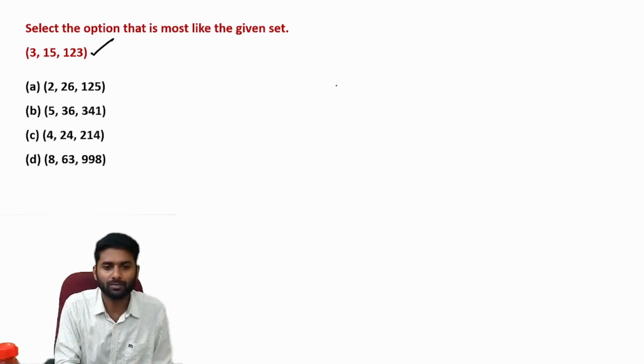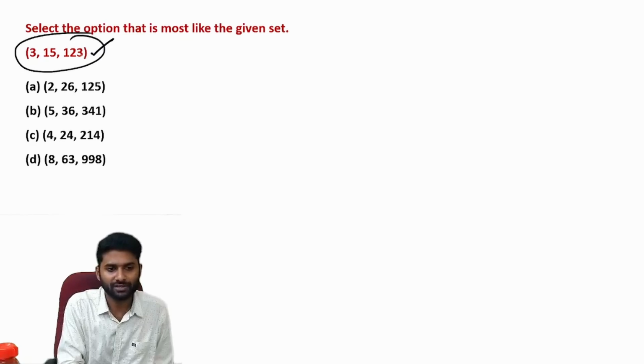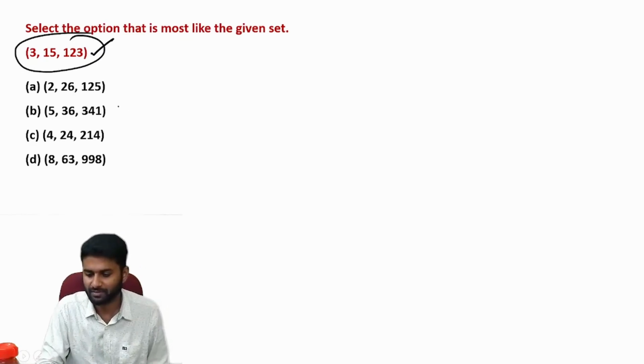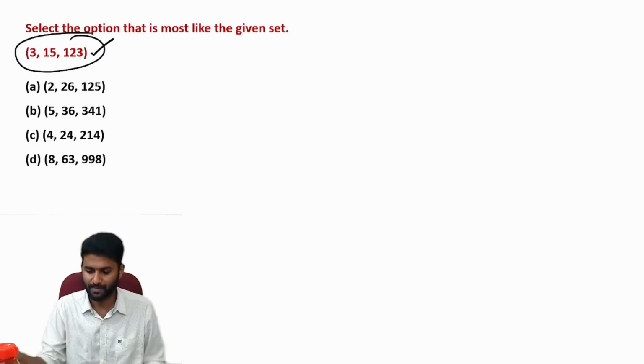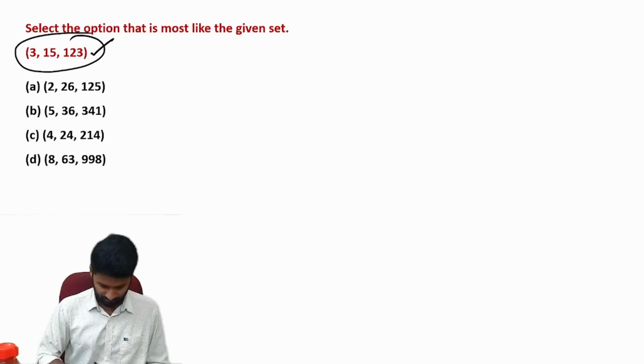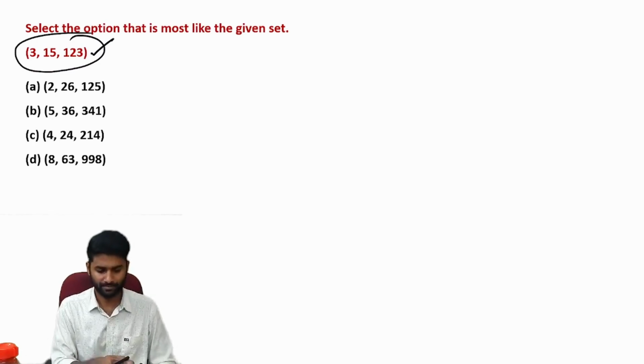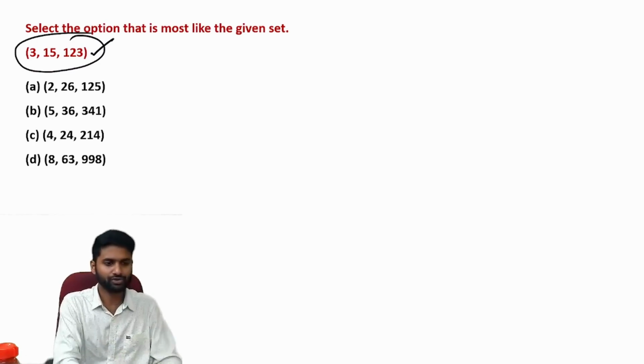See, what is the relation among 3, 15, 200 and 123? If you observe the relation here, then one of the options must satisfy the same condition. So what is that relation? Guys, try to solve this question and push your answer in the comment section.